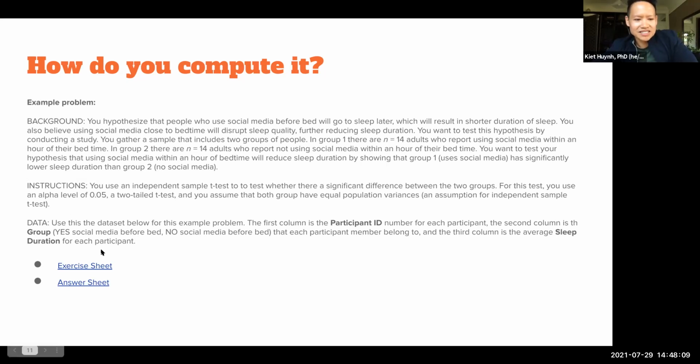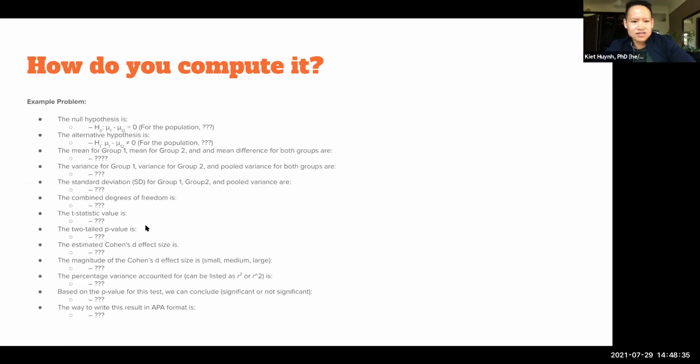So there's an example data set. And in this data set, the first column is the participant ID, which is the number for each participant. The second column is the grouping variable. So it separates people into two groups, those who use social media before bed and those who do not. And the third column is the average sleep duration for each participant. And then these are the questions for the example problem.